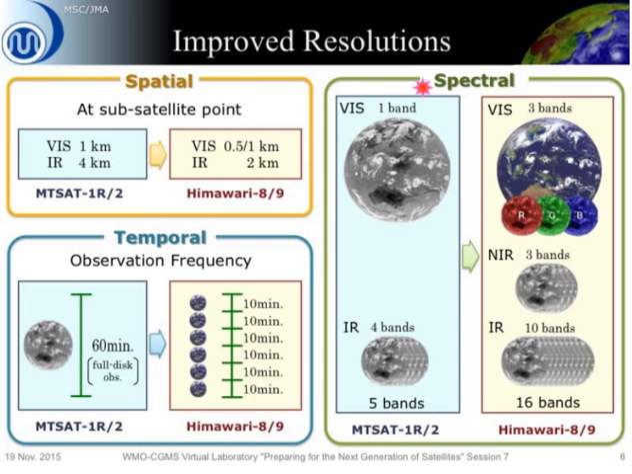Third one is spectral resolution. Himawari-8 has 3 visible bands, 3 near-infrared bands, and 10 infrared bands. Total 16 bands are more than 3 times in number than those of MTSat. Thanks to the 3 visible bands, we can obtain full color images like this.